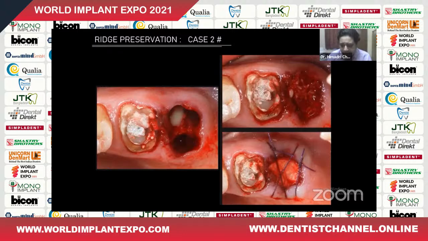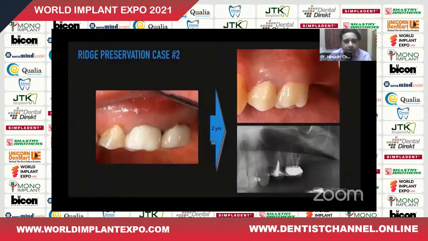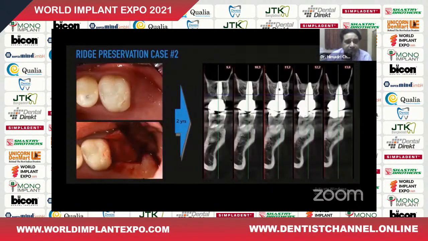So then this case that we were talking about, now we can see how much bone has developed. You can see that this is after 2 years, because this patient, we had to keep it this way.